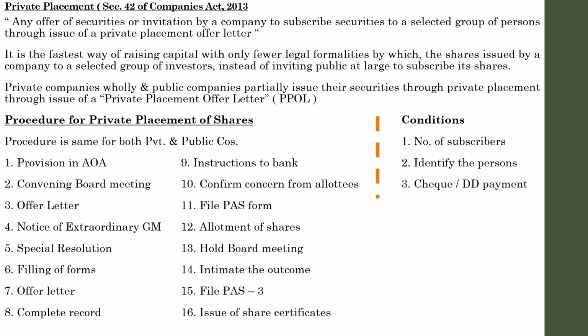Next one, money payable through check or DD. All money payable towards subscription of security shall be paid through check or a demand draft or through other banking channels. Make sure the company should not make the transactions by cash. All the transactions should be done either through check or through DD payments. No cash payment shall be entertained.